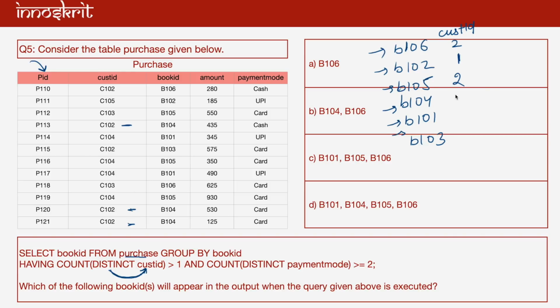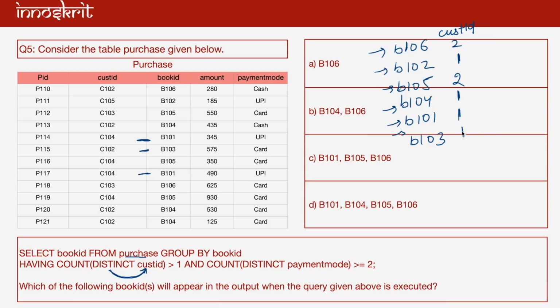This customer ID is 1 only. Let's look at 101. For 101 we have only 2, which are the same again. So this is again the same. Now for 103, I again have only 1.